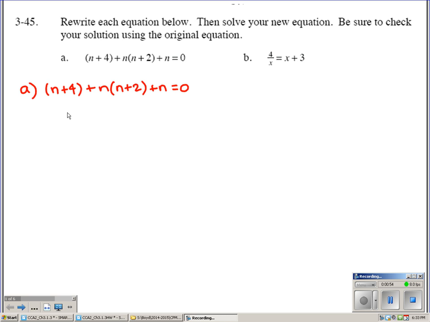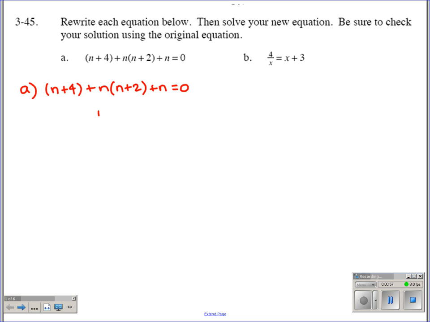So what I have there is n times n is obviously going to be n squared, and n times 2 is going to give me a positive 2n. So that will become n squared plus 2n. I'm going to go ahead and bring down everything else in my equation because I haven't touched it. When I bring down my quantity of n plus 4, because nothing is happening to this quantity, I can go ahead and lose the parentheses. So I have n plus 4 plus n squared plus 2n plus n equals 0.